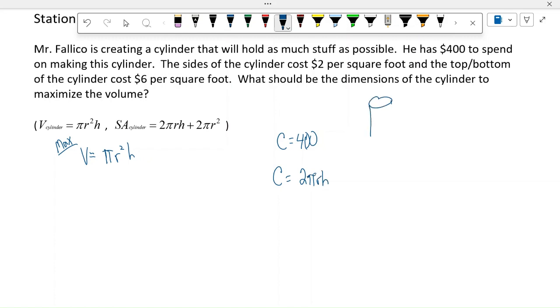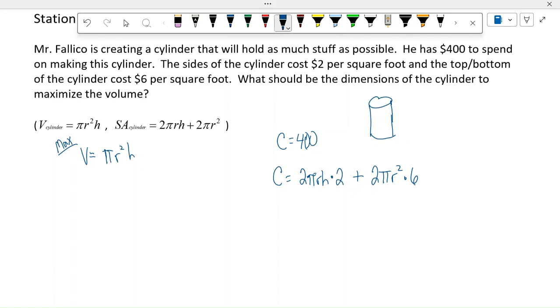So if I'm looking at my cylinder, the 2 pi r h is this part times the $2 per square foot. So this is the cost for the lateral area plus 2 pi r squared. This is the area of the top and the area of the bottom. The top is pi r squared. The bottom is pi r squared. So the area of the top and the bottom times 6 because it's $6 per square foot for that. So here is our cost equation.